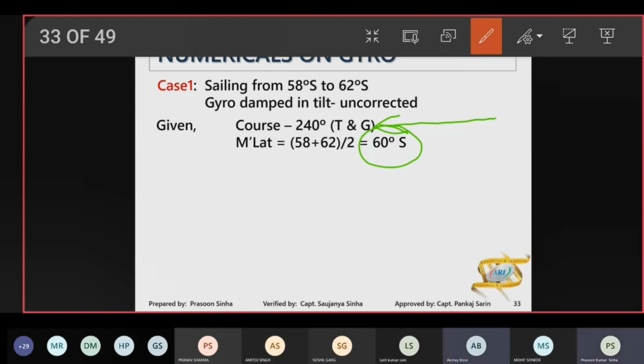Since the course is 240, is it a southerly course? Yes, sir. Southwest. That means SE will be easterly. Very good.